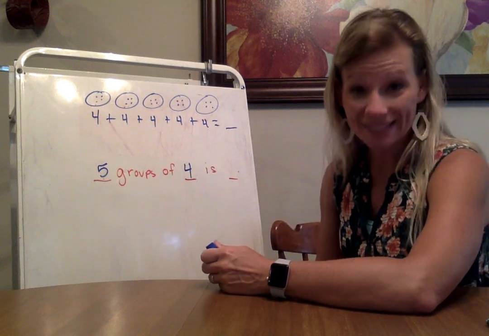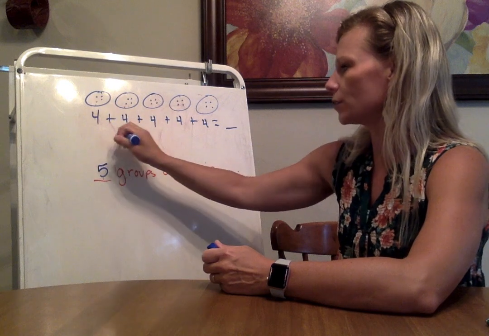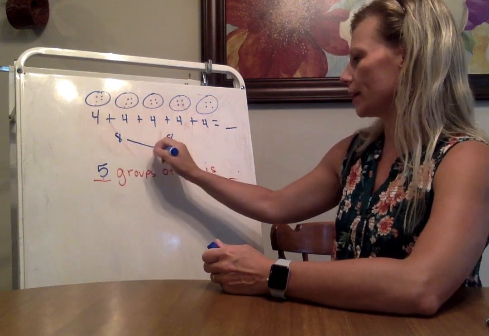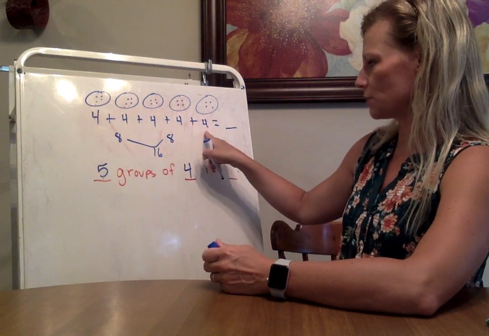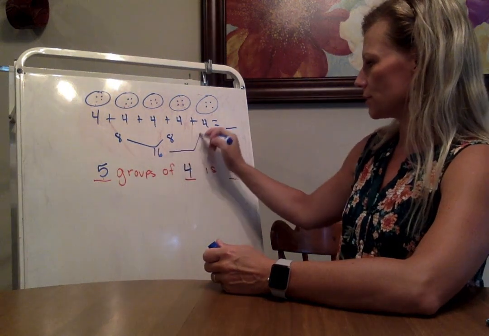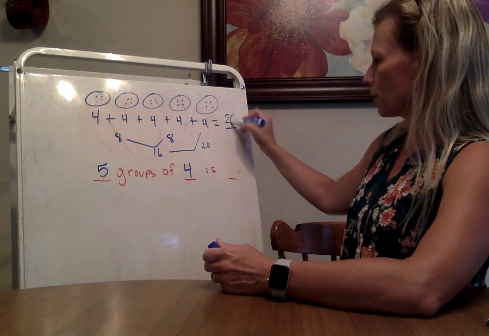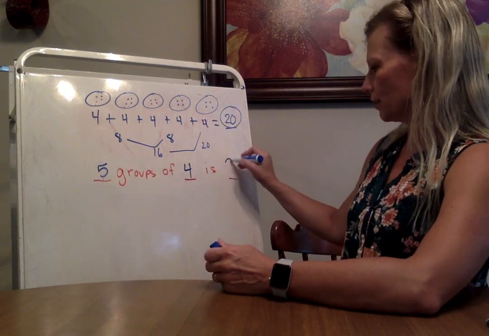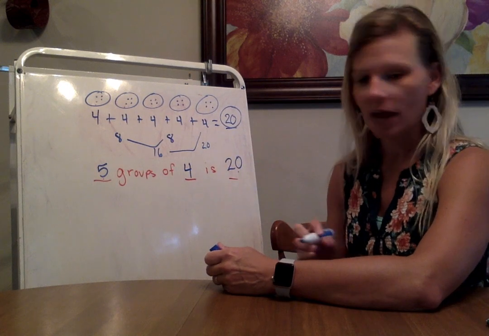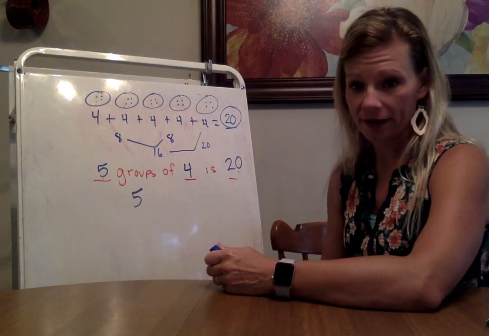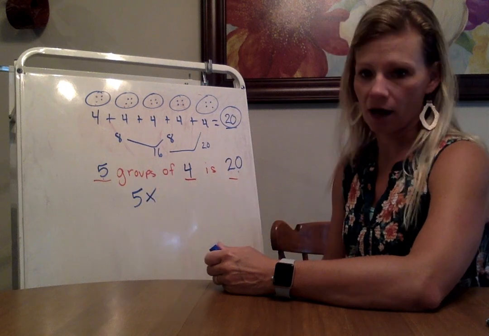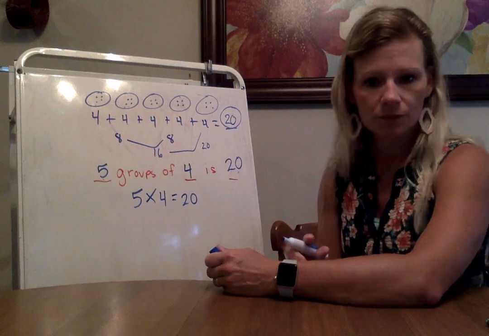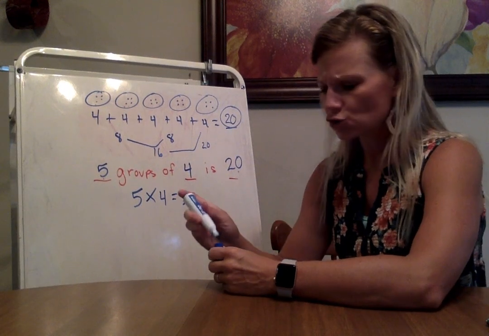And when I add all that together, I know that 4 plus 4 is 8, 4 plus 4 is 8, plus 4 more. Well, 8 and 8 is 16. 6 plus 4 gets me to a 10 with that 10. So 16 and 4 more is 20. So 5 groups of 4 is 20. I can also write that as 5 groups of 4 equals 20, right? Let's try another one.